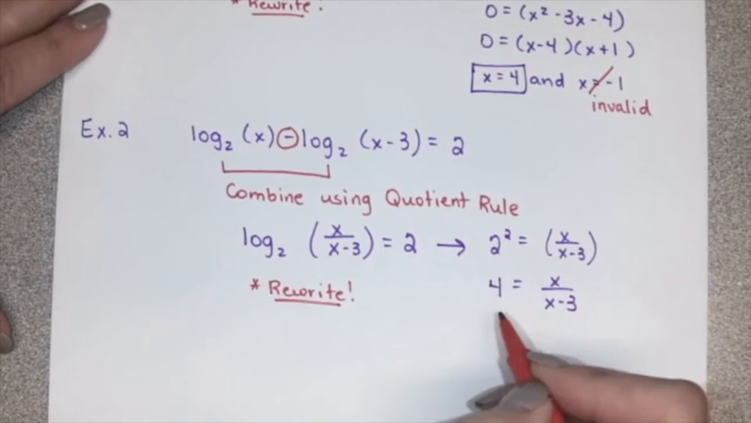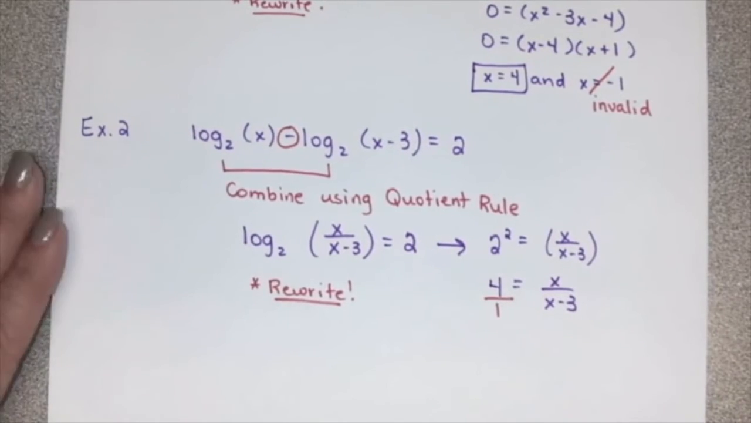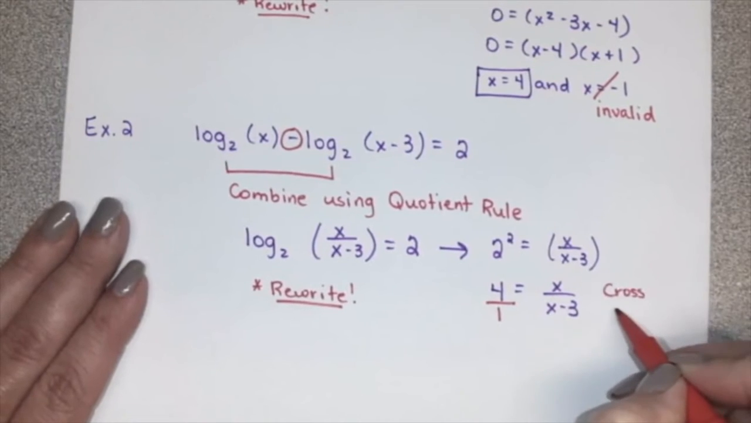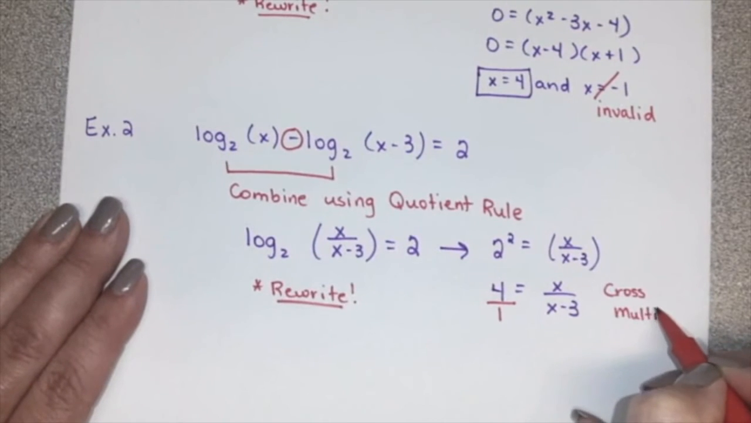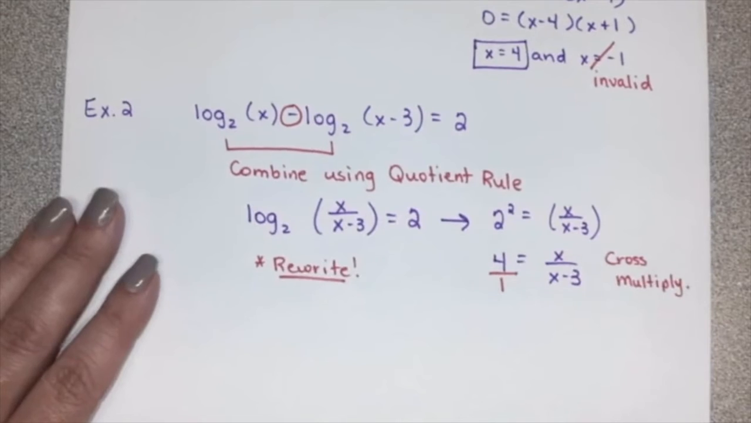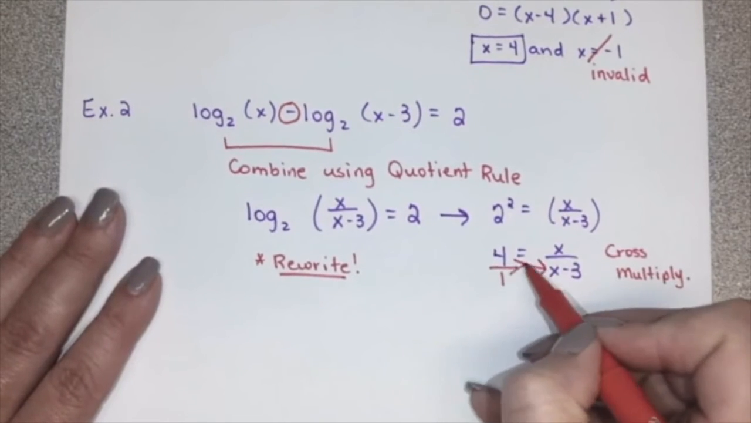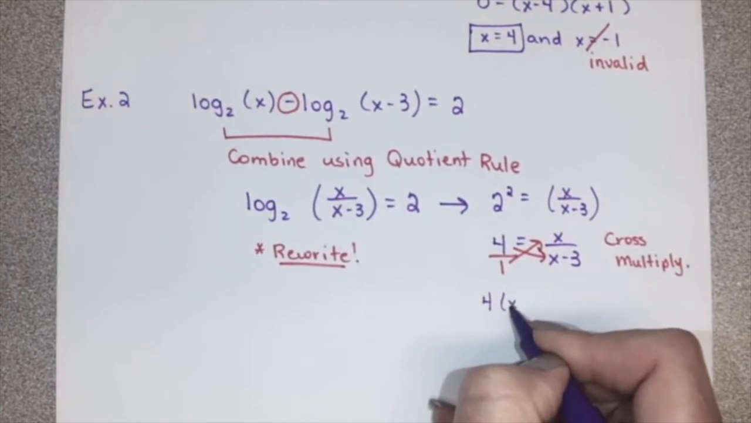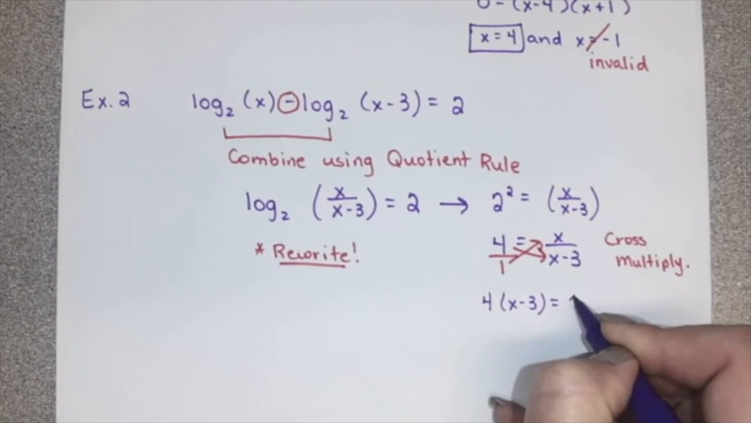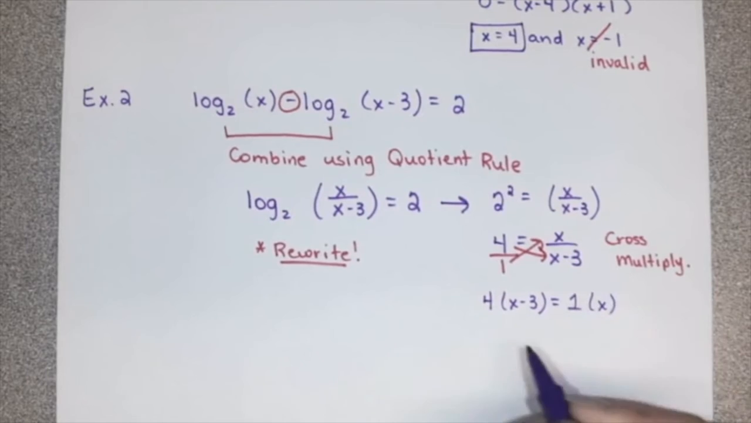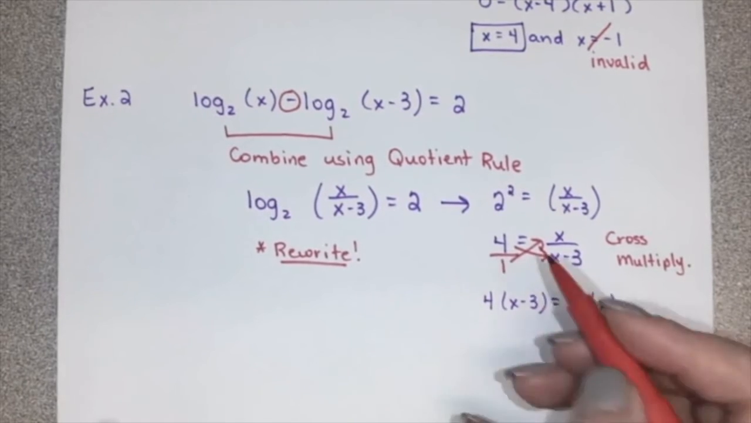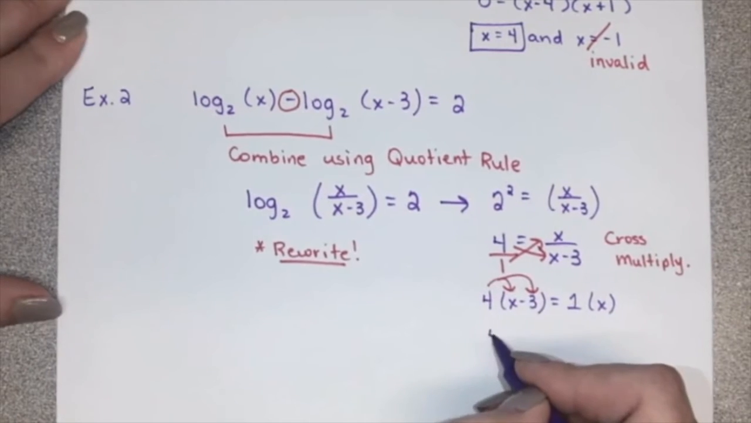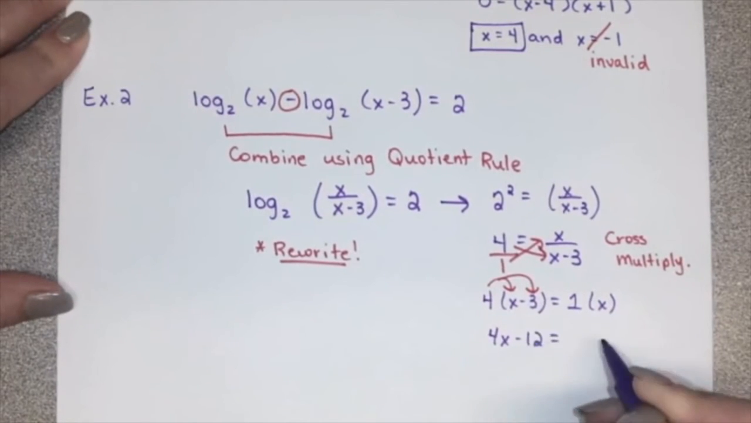So last class we did one like this, but if I put this over 1, then I need to use what process to simplify this? I'm going to cross multiply, right? If I have a fraction equal to another fraction, I can cross multiply. So this times this equals that times that. So I end up getting 4 times parentheses x minus 3 equals 1 times x. So just keep your details straight. Make sure you distributive property everything. So you get 4x minus 12 equals x.